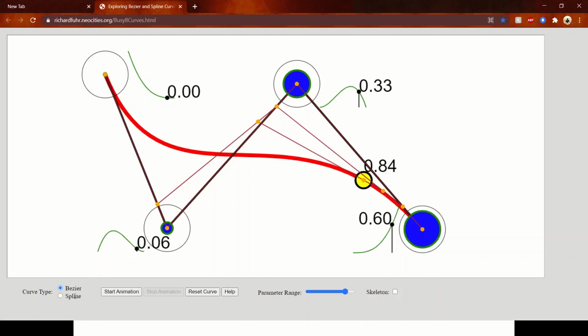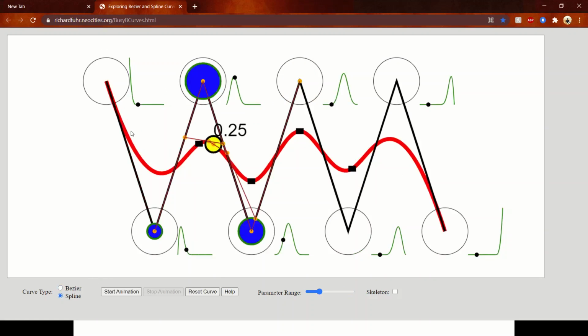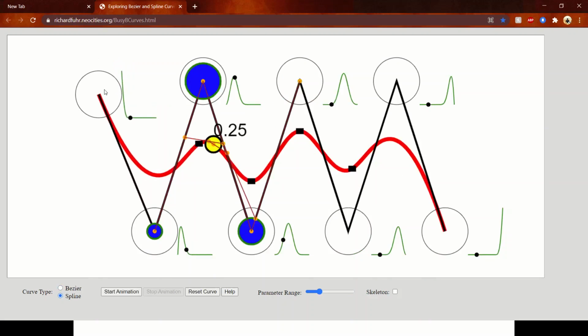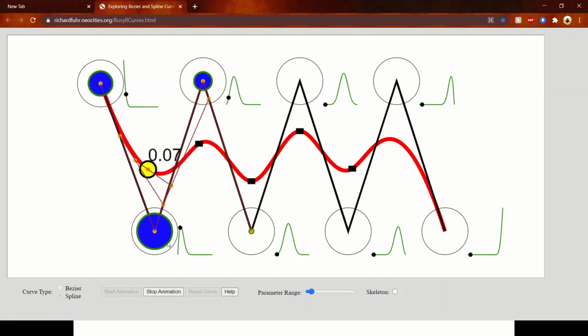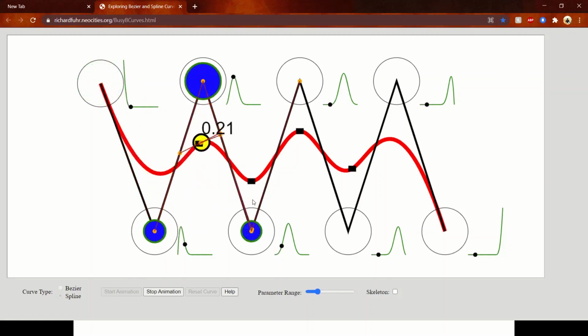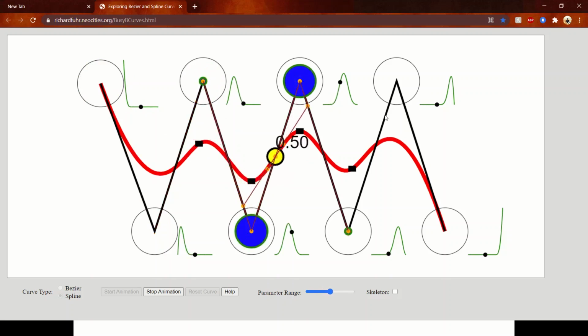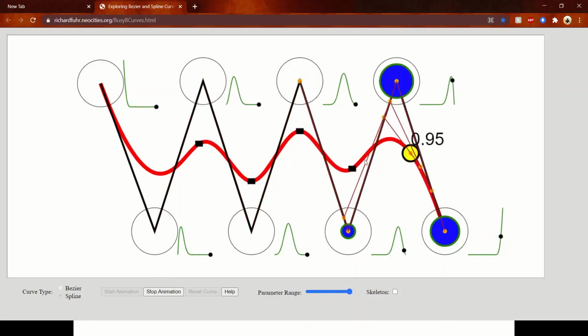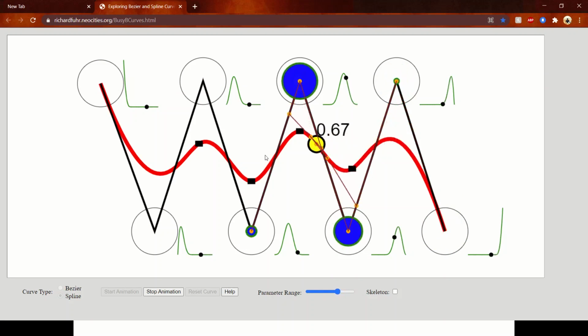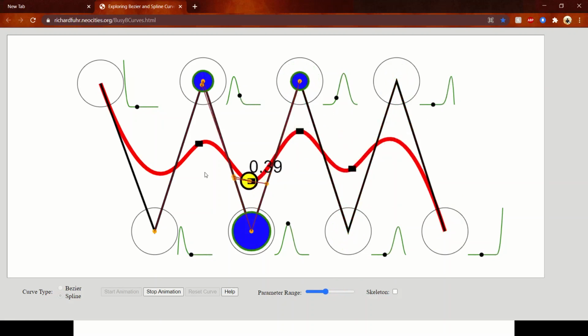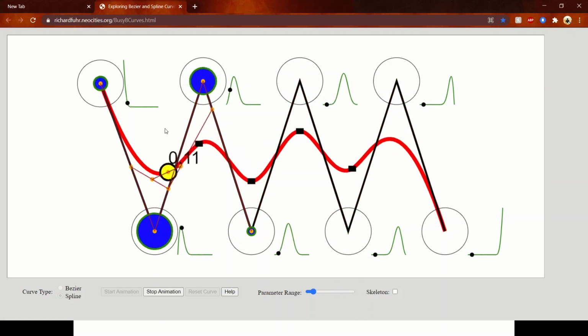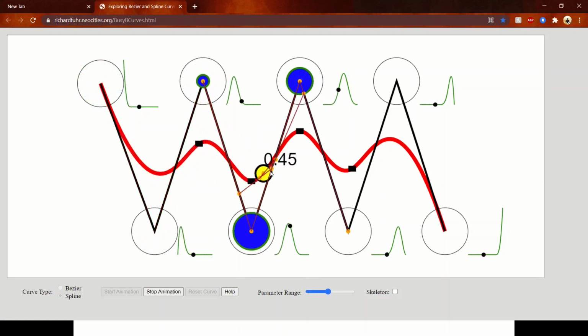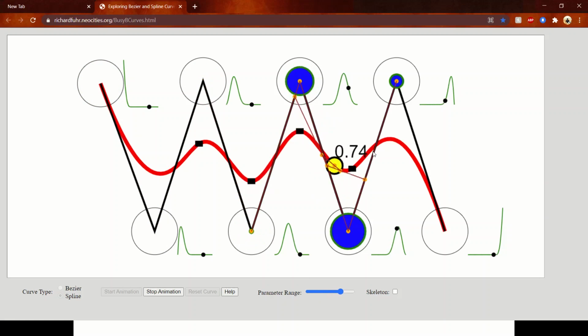Let us look at B-spline curve. Here is a B-spline curve, and let us look how a B-spline curve works. Here also we have control points, which are in this color, and we have the B-spline curve traversing through the control points. When we change the position of the control points, only the particular section of the B-spline curve will be changing.